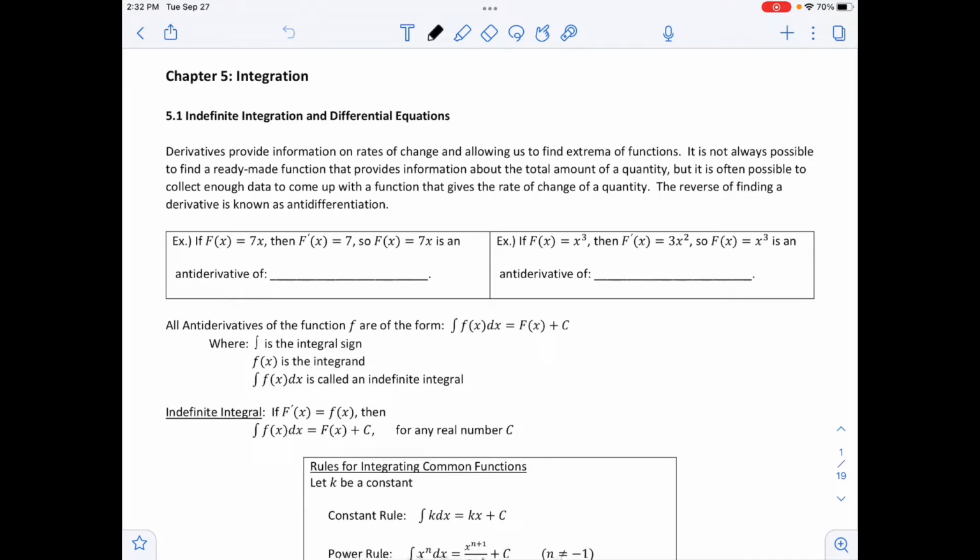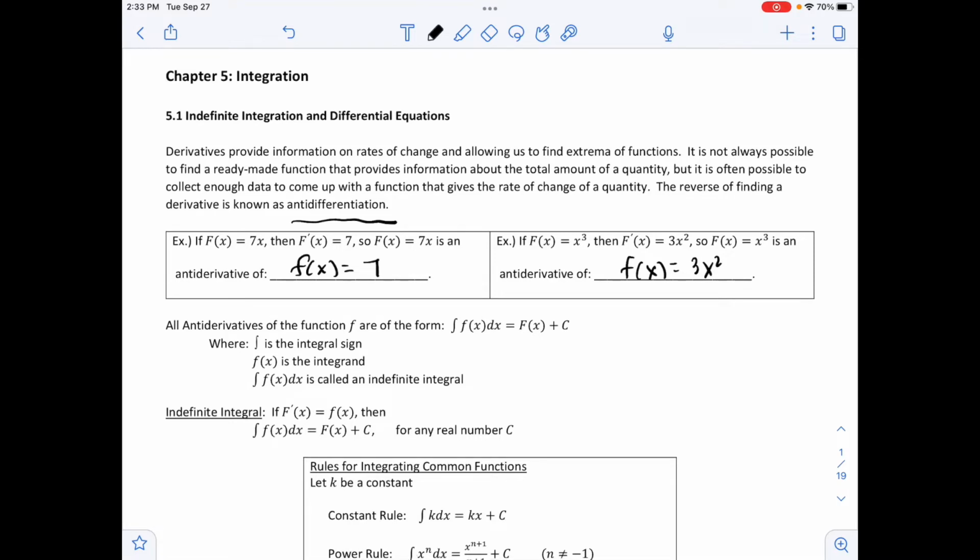The reverse of finding a derivative is known as anti-differentiation. So, for example, if f of x equals 7x, then the derivative of that is 7. So f of x equals 7x is an antiderivative of our original function, which is just f of x equals 7. Next example: if f of x equals x to the third, then the derivative would be 3x squared. So f of x equals x to the third is an antiderivative of f of x equals 3x squared.